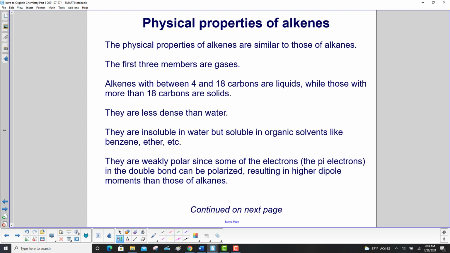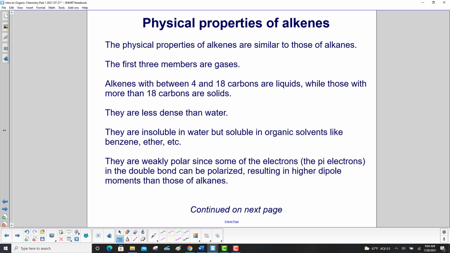The physical properties of alkenes are similar to those of alkanes, probably because it's just one of the bonds we're turning from a single into a double. The first 3 members are gases. Alkenes with between 4 and 18 carbons are liquids, while those with more than 18 carbons are solids. They are less dense than water, just like the alkanes. And again, they're insoluble in water like alkanes, but soluble in organic solvents like benzene, ether, etc.